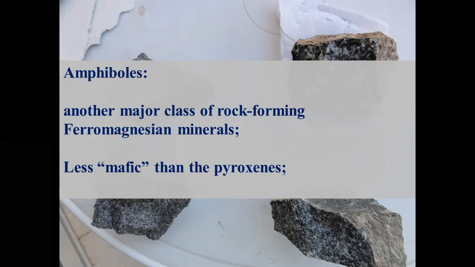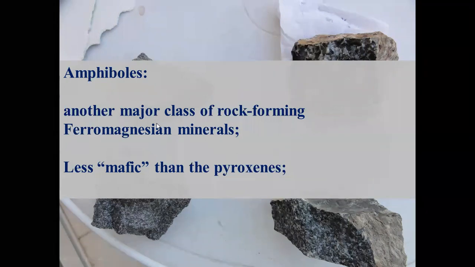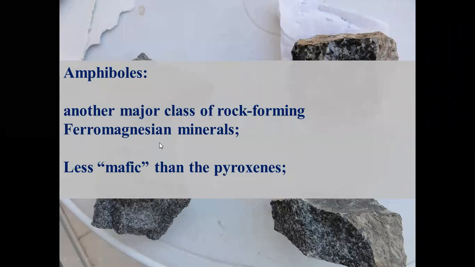Now, the thing about the amphiboles, if you remember what I said about the pyroxenes, I said that they were the predominant minerals in the mafic and ultramafic rock types. When we come on to the amphiboles, you do find amphiboles in the mafic and ultramafic rocks. They are less common in the mafic and ultramafics, but they occur much more commonly in the intermediate rock types, the diorites and the andesites, things like that. So these are, as it says, less mafic, if you like.